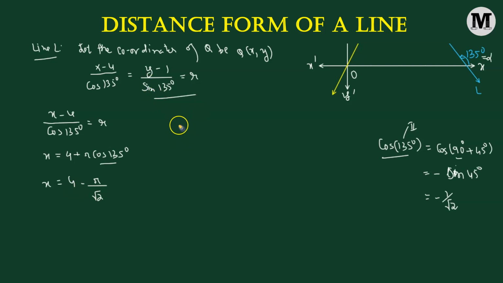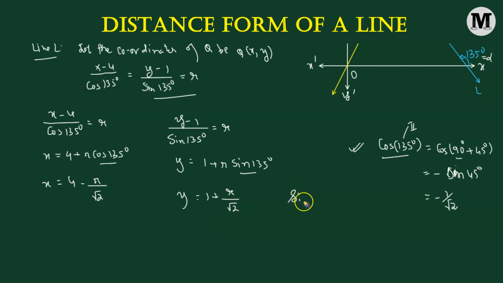And next we consider the equation y minus 1 divided by sine 135 degrees. So that's going to be equal to r. So we have y equal to 1 added to r times sine 135 degrees. Now sine 135, if we apply this rule, should be positive 1 over square root of 2. So we get y equal to 1 plus r over square root of 2. So here we have used the fact that sine 135 degrees equals cosine 45 degrees, which is equal to 1 over square root of 2.